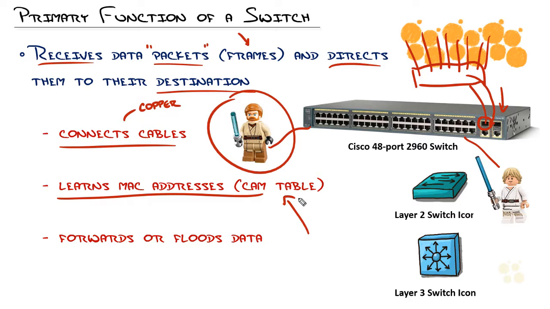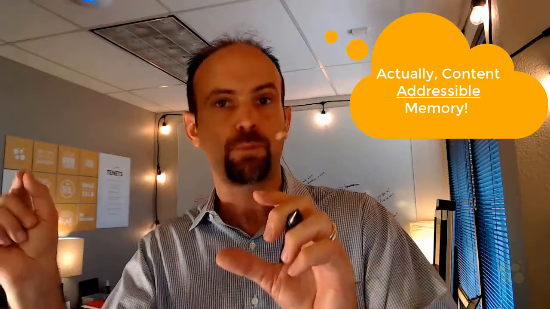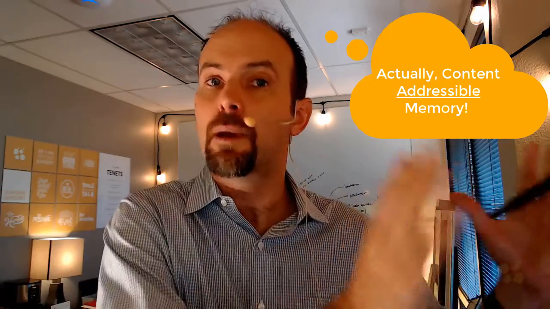It stores those in something known as the CAM table. That stands for Content Addressable Memory. That's just a table of MAC addresses and which port they're assigned to that's stored in the memory of the switch.